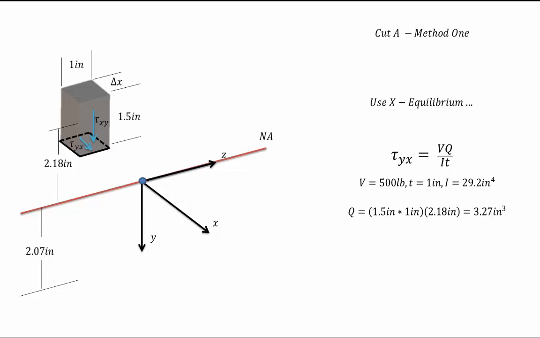Next, we need to find Q for our section. For this, we have a 1.5 inch by 1 inch section, and the distance from the neutral axis to the center of that area is 2.18 inches. When we do this, we get 3.27 inches cubed as our Q value. Now, if we plug these numbers into the VQ over IT equation, we see that tau yx is about 56 psi. And from equilibrium, we know that tau yx is equal to tau xy.